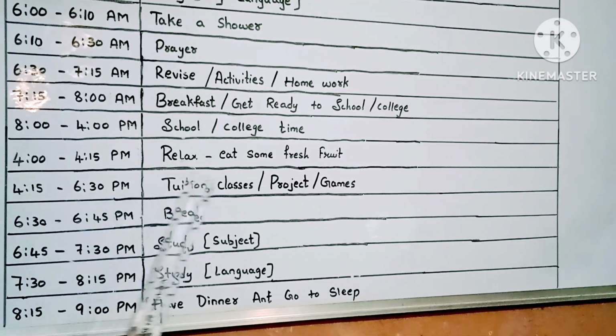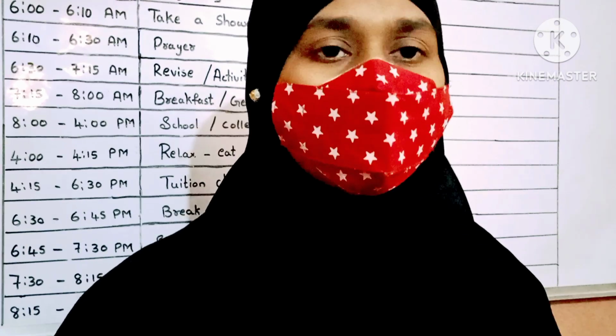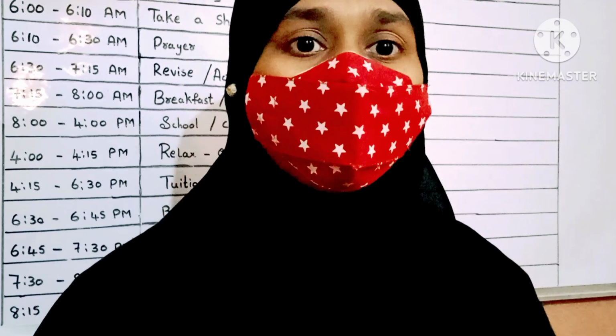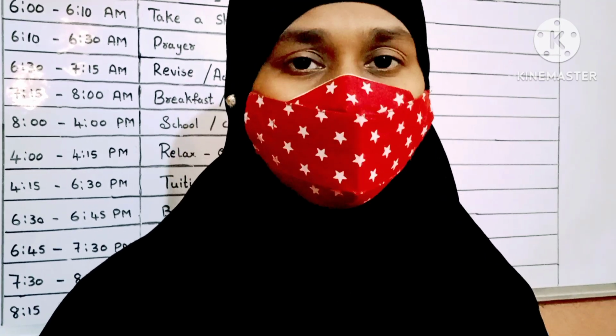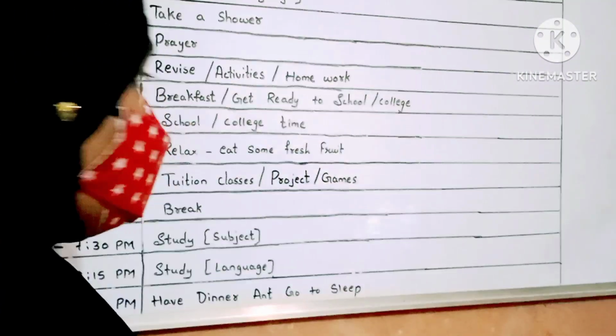4:15 to 6:30 p.m.: tuition classes or project or game. Some may go for tuition classes, or if you don't go for tuition classes, have some interesting games, the outdoor games, the indoor games, active games. Playing outdoor games is good for you. It keeps your body healthy and your mind fresh so that you can pick up the studies easily. Or projects: whatever projects your school and college have given, do those projects in this time, okay?